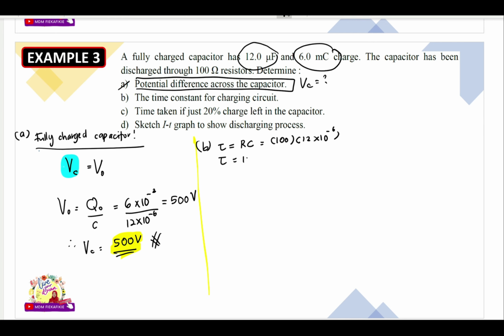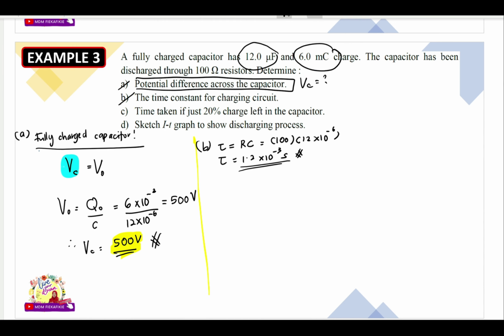Okay, 1.2 milliseconds, or 1.2 exponent negative 3 second. Okay, C. Calculate the time taken if just 20% charge is left in this capacitor. Maknanya hanya tinggal 20% charge saja from the maximum charge tadi. So berapa masa yang diambil untuk charge yang maksimum tadi, yang 6 millicoulomb ni tadi, untuk tinggal 20%.